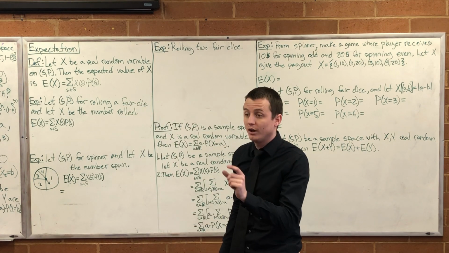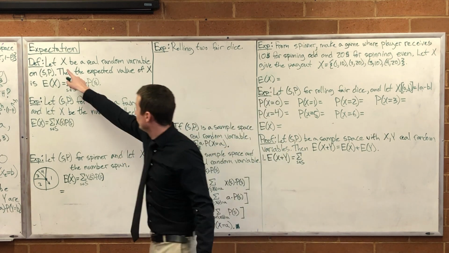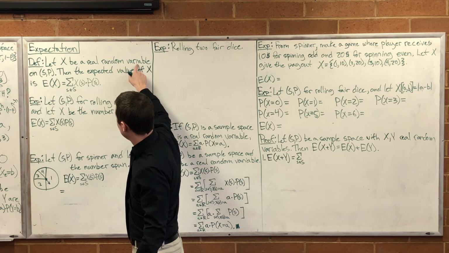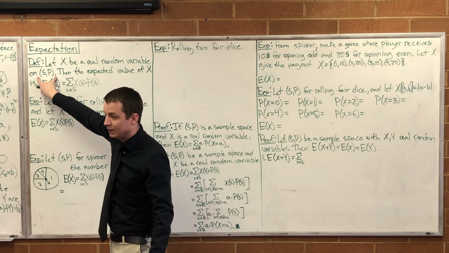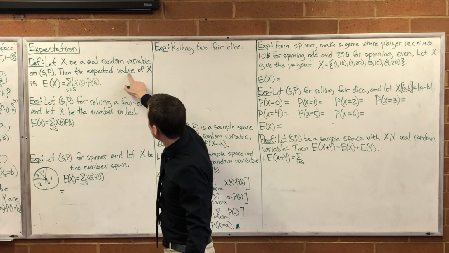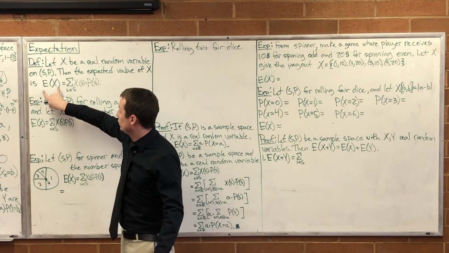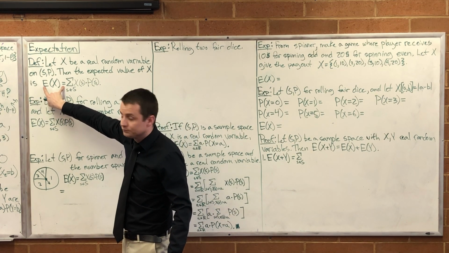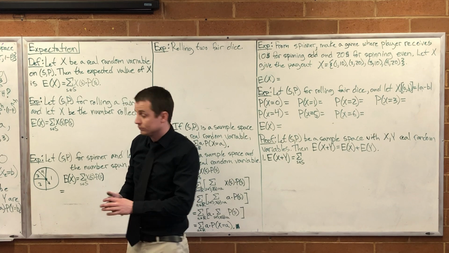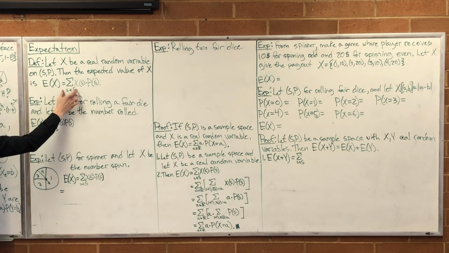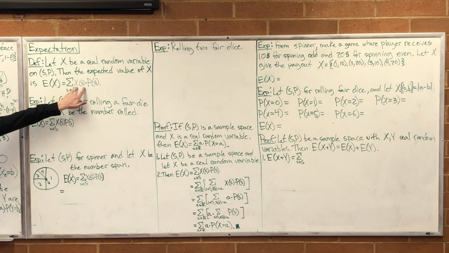So it has to be a real random variable. Let x be a real random variable on some sample space SP. Then the expected value of x, which we write E of x, is equal to the sum for all little s in big S of what x assigns to that s times the probability of that s. Those are little s's? Uh-huh. Okay. For every little s in big S.